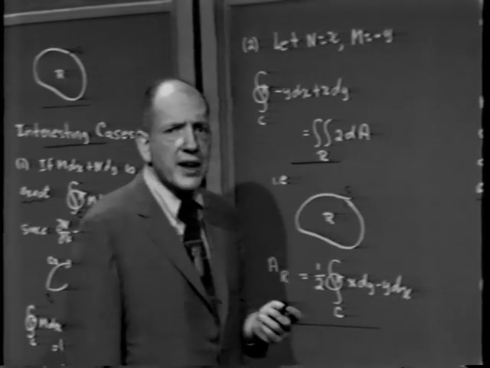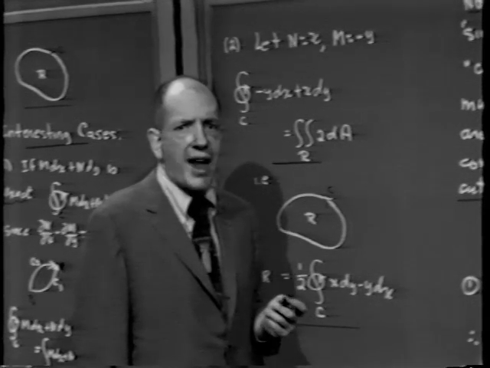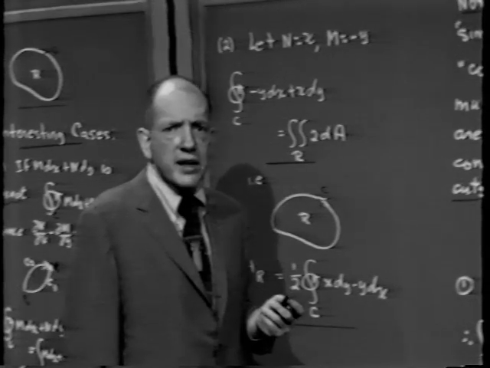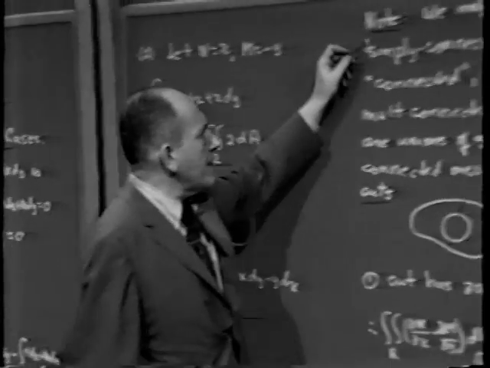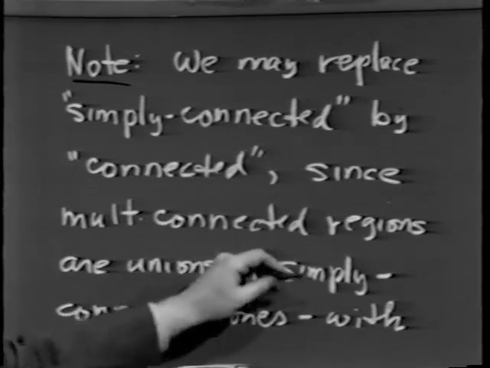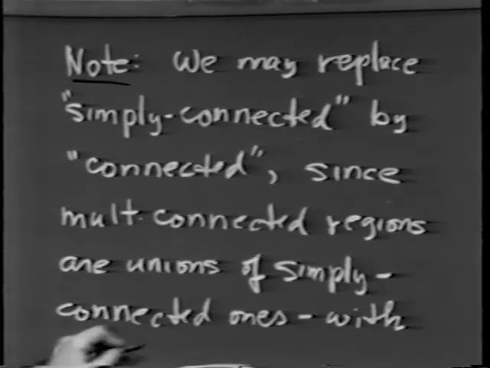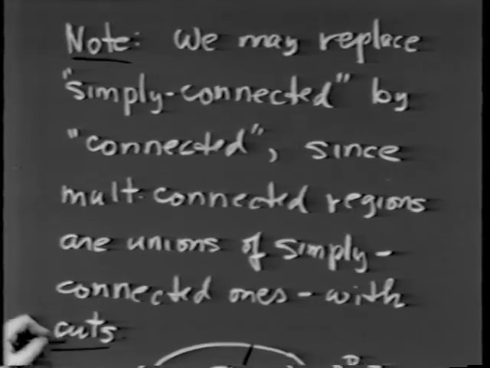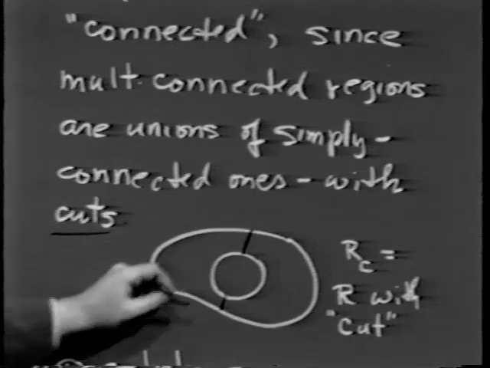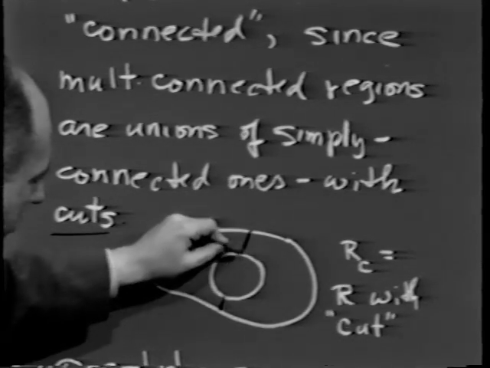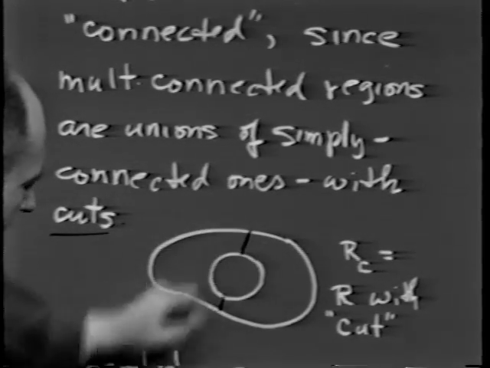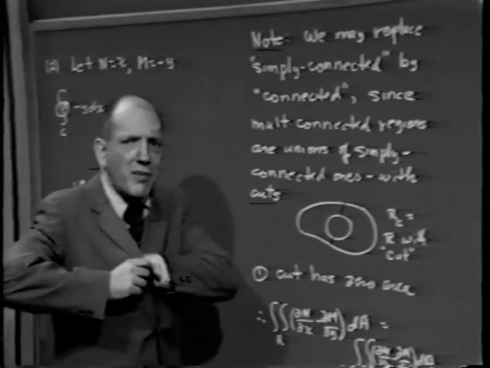The one remaining thing I wanted to point out before we got to a specific example is how we remove the restriction of the region being simply connected. You see, what I claim is that we may replace simply connected by connected, since multiply connected regions are unions of simply connected ones with cuts, whatever that means. Now let me show you what I'm saying here. Look at this multiply connected region here. What I'm saying is, suppose I were to cut this region, I can then visualize this as the union of two simply connected regions.